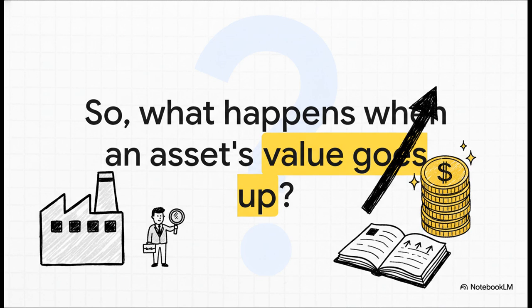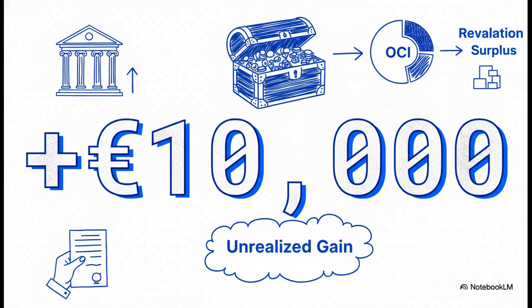So a company owns an asset, and because they chose the revaluation model, they call in an appraiser. And the appraiser comes back with amazing news. The value has shot up. So how do you record that gain? So the asset's value jumps from 30,000 euros to 40,000 euros. That's a 10,000 gain. But, and this is a big but, where does that money go?